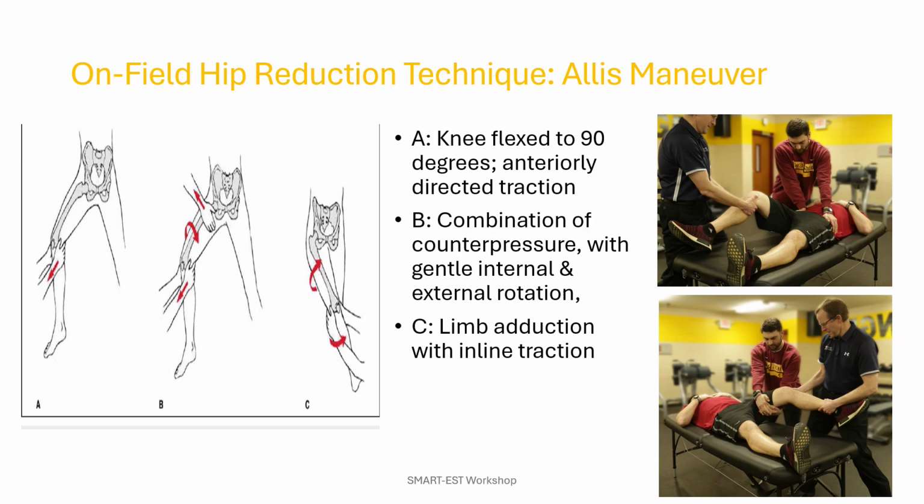First hip reduction technique we will talk about is the Allis maneuver. As you will see from the diagrams, there's really 3 phases to this, and it takes 2 individuals to accomplish. As you see in the first diagram A, the one clinician will grasp at the knee with it flexed at 90 degrees and provide an anterior directed traction. At the same time, another clinician will provide counter pressure at the hip and provide gentle internal external rotation at the hip.